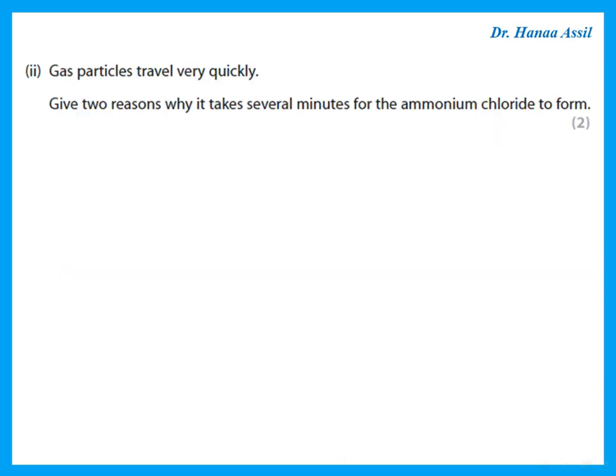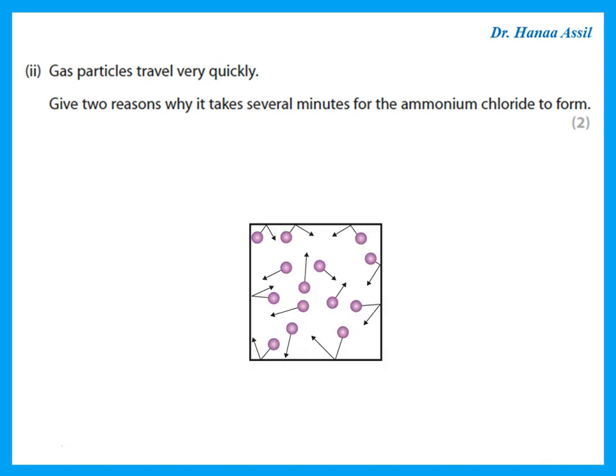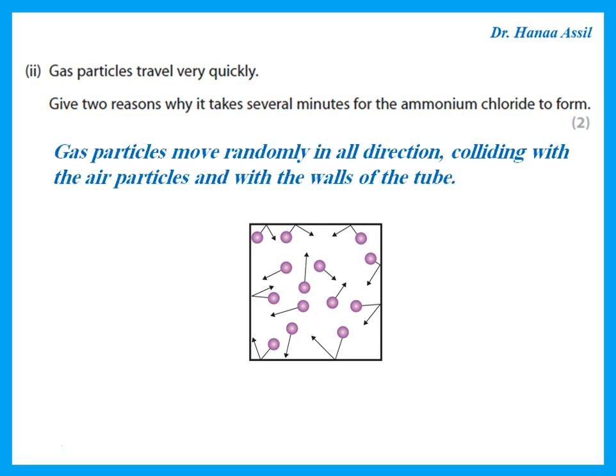Gas particles travel very quickly. Give 2 reasons why it takes several minutes for the ammonium chloride to form. If the gas particles are traveling quickly, why doesn't the white solid of ammonium chloride form quickly? This is because the particles are not really moving in a straight line. The gas particles move randomly in all directions, colliding with the air particles.